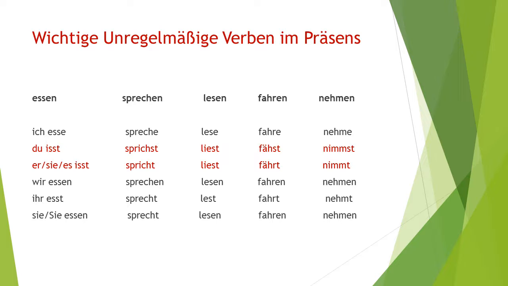Lesen, here we see ich lese, du liest, er/sie/es liest. Wir lesen, ihr lest, and sie lesen. With fahren we have kind of another case. In this regard, there are no changes between I and E letters, but we have here an umlaut.